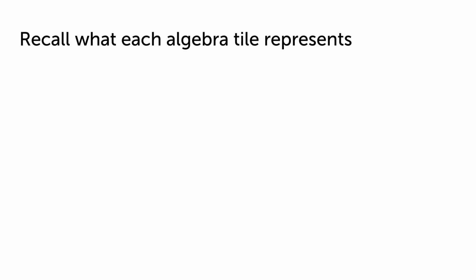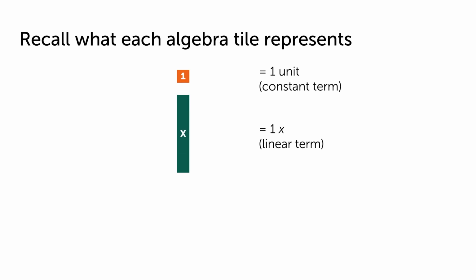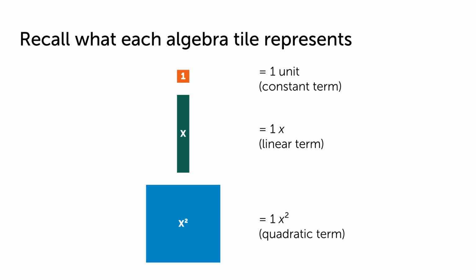Remember, the constant term is represented by the small square unit tile that is 1 unit by 1 unit on each side so that the area of this square is 1. Our linear term is represented by the 1x tile that is 1 unit long by x units wide so that the area of this rectangular tile represents 1x. The quadratic term is a large square with dimensions that measure x along each of its sides.